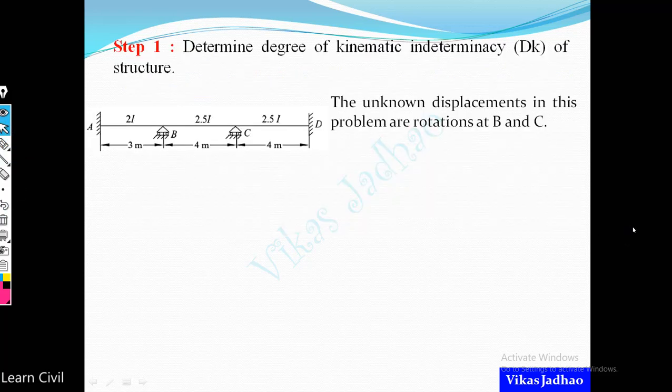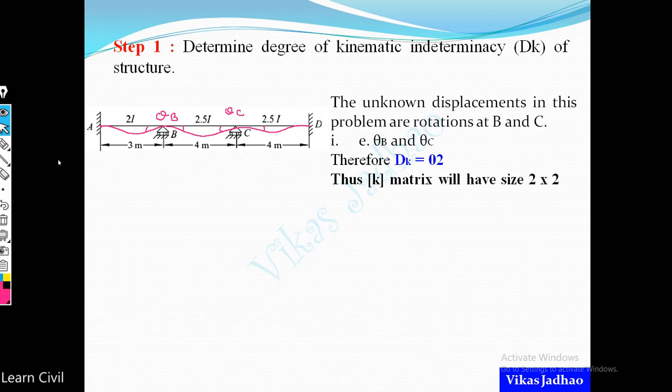So step number 1 is to determine the degree of kinematic indeterminacy of this particular continuous beam. This continuous beam will be deflecting like this. We will be having two rotations, theta B at support B, and theta C at support C. So we are having a total of two unknown rotations, theta B and theta C. Therefore the degree of kinematic indeterminacy for this structure is 2, and the size of the stiffness matrix will be 2 by 2.